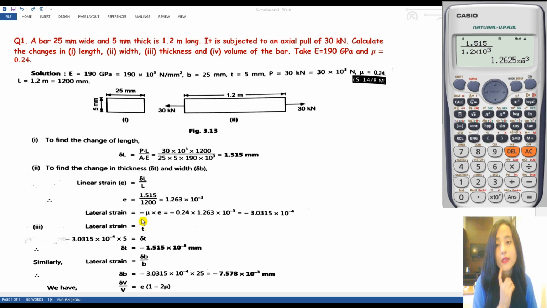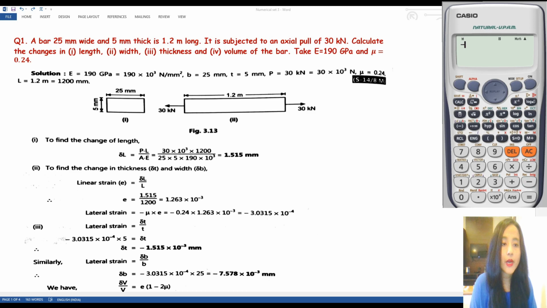So that is what the minus means. When the length increases, the secondary lengths will be decreasing. So secondary lengths relate to what? Lateral strain. So lateral strains will be decreasing. What is the value of mu given? The value of mu is given as 0.24.